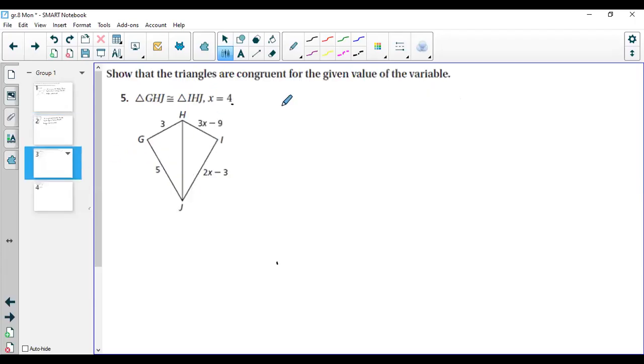Let's put that into practice here. First, you need to find the value of the variables. So here I have two expressions.